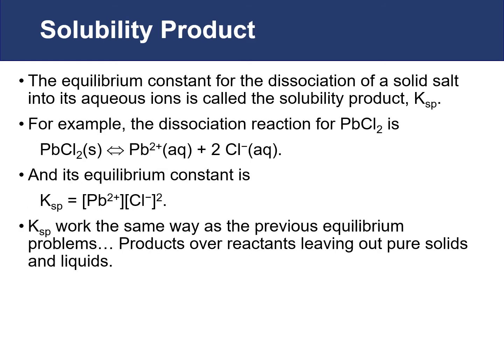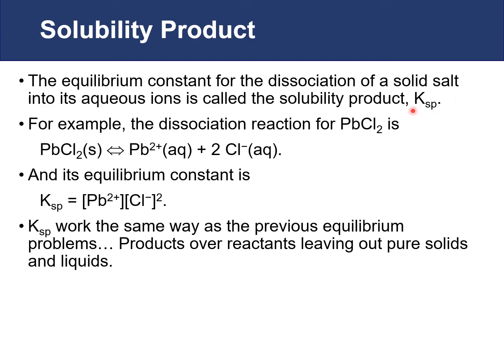Now, because the process of having something dissolve is itself a form of equilibrium, it will have an equilibrium constant. In order to denote that this is the equilibrium constant for something dissolving, we use a special K value. It is K subscript SP. The SP means solubility product. So when we're talking about the solubility product, what we are referring to is the equilibrium constant for the dissociation of a solid salt into its aqueous ions. Okay, so that is what we will be calling a solubility product. It just means that it is the equilibrium constant for the solid dissolving.